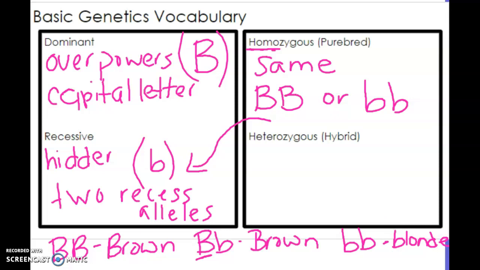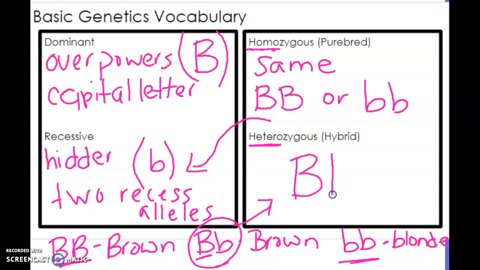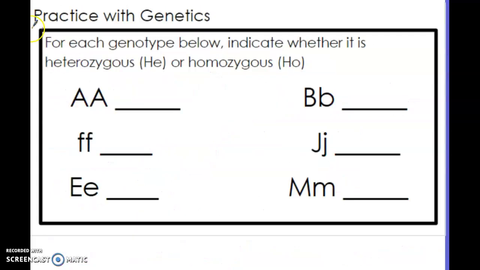All right, so now let's look at this. We've got homozygous here. Well, what does this word heterozygous mean? Heterozygous means different. All right, so this is where your big B, little b comes into play. So if it ever says somebody is heterozygous, you're always going to think big letter, little letter. All right, so let's do a little practice. So for each genotype, remember that genotype is the letters, the genes that make up a particular trait. You're going to indicate whether it is heterozygous, meaning that it has two different alleles, or homozygous, meaning that it has the same alleles.